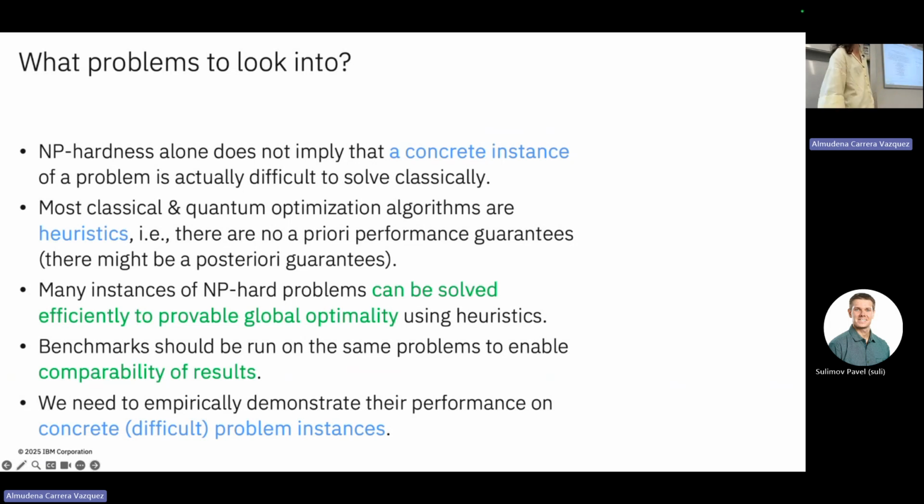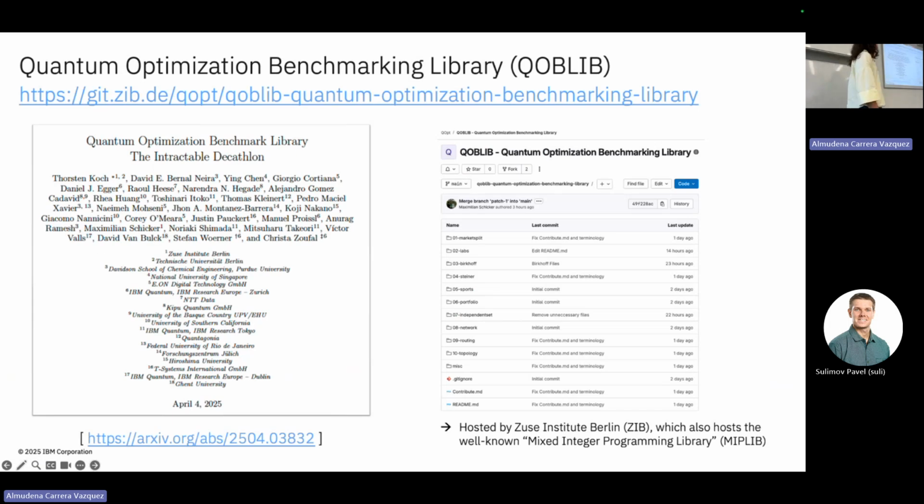So with this idea, now we have a quantum optimization benchmarking library. This is completely open source. This came out from one of the working groups that I mentioned earlier. They identified 10 classes of hard problems in optimization. And what this GitHub contains are these 10 problems. For each of them, they have different instances of increasing size and increased hardness. And then also some guidelines for submissions on what metrics are important.